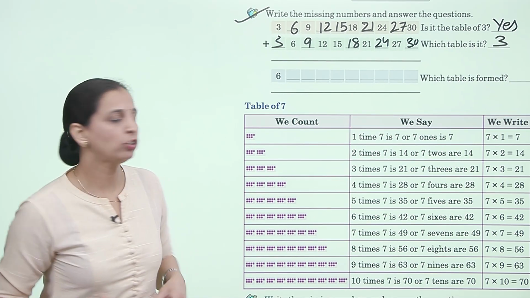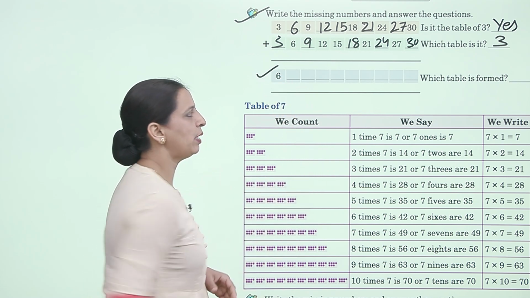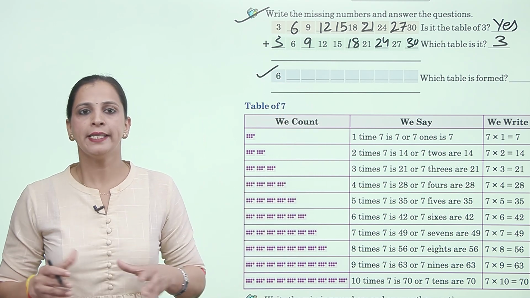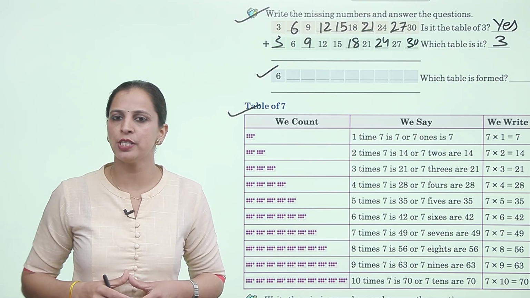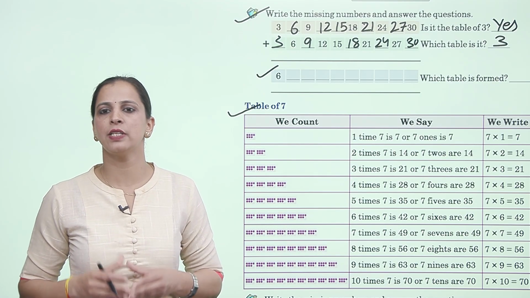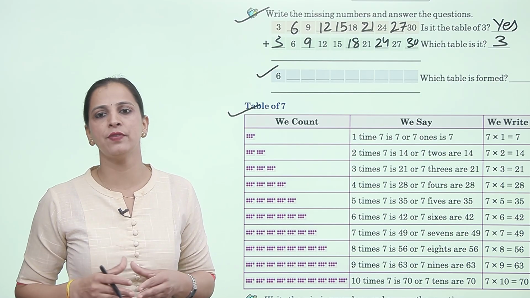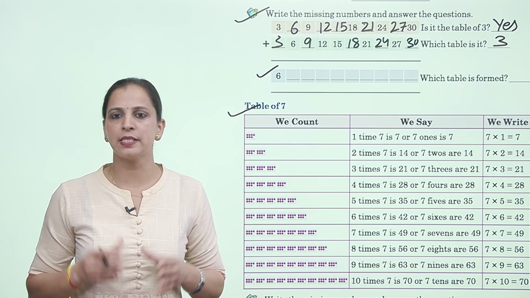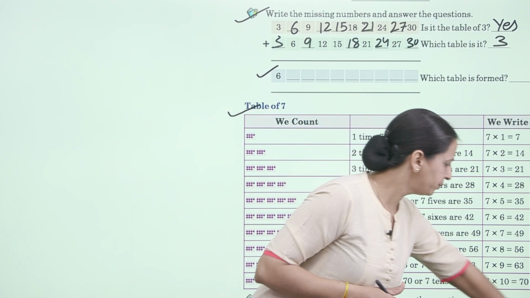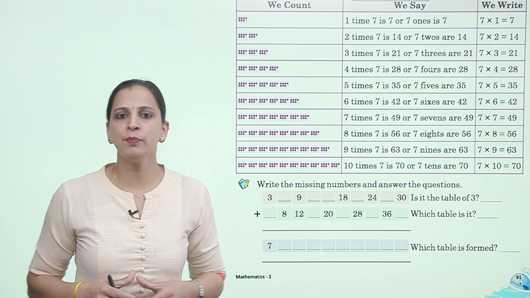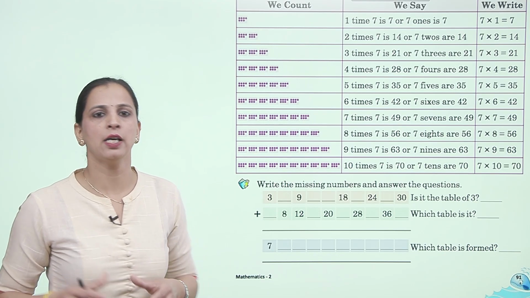Now, using the same method, here you will form the table of 6. Now table of 7. 7 1s are 7, 7 2s are 14, 7 3s are 21, 7 4s are 28, 7 5s are 35, 7 6s are 42, 7 7s are 49, 7 8s are 56, 7 9s are 63, 7 10s are 70. Now write the missing numbers and answer the question.